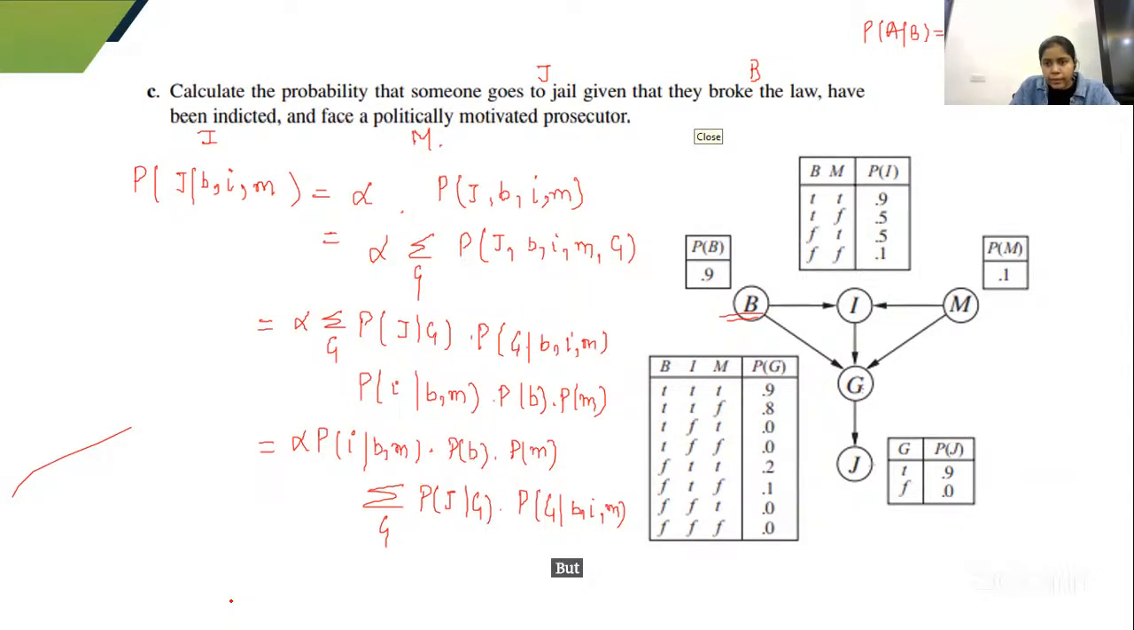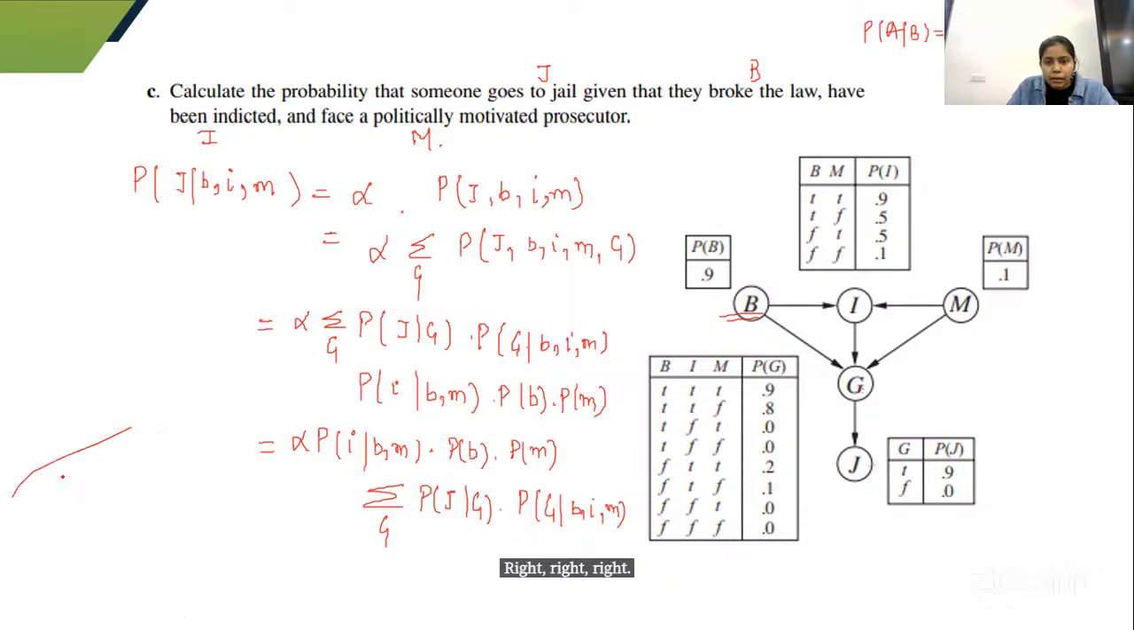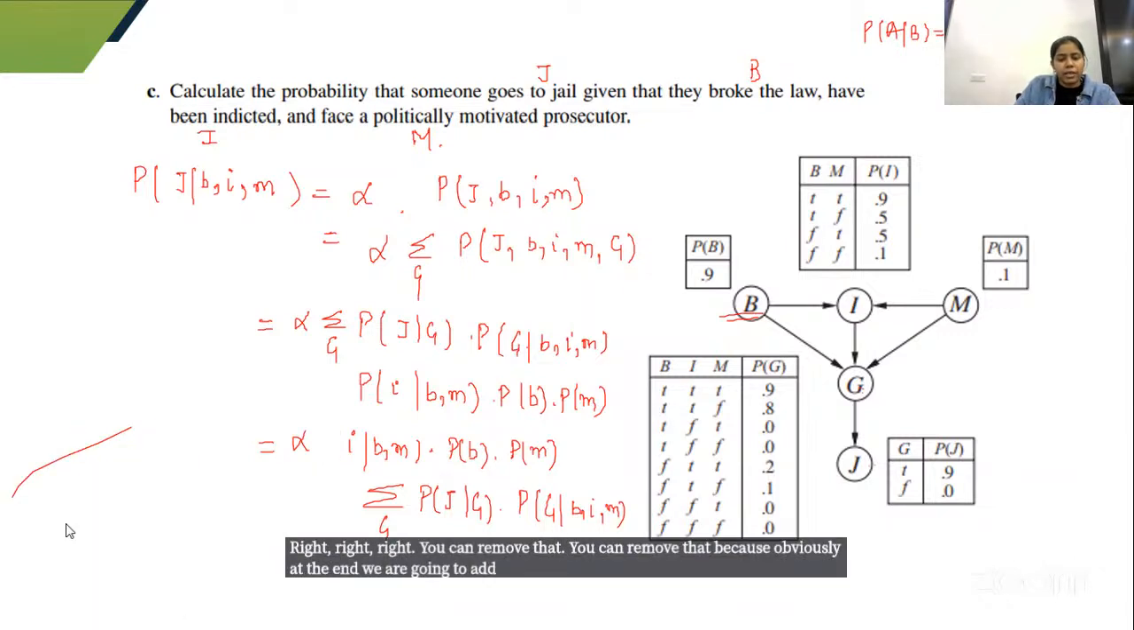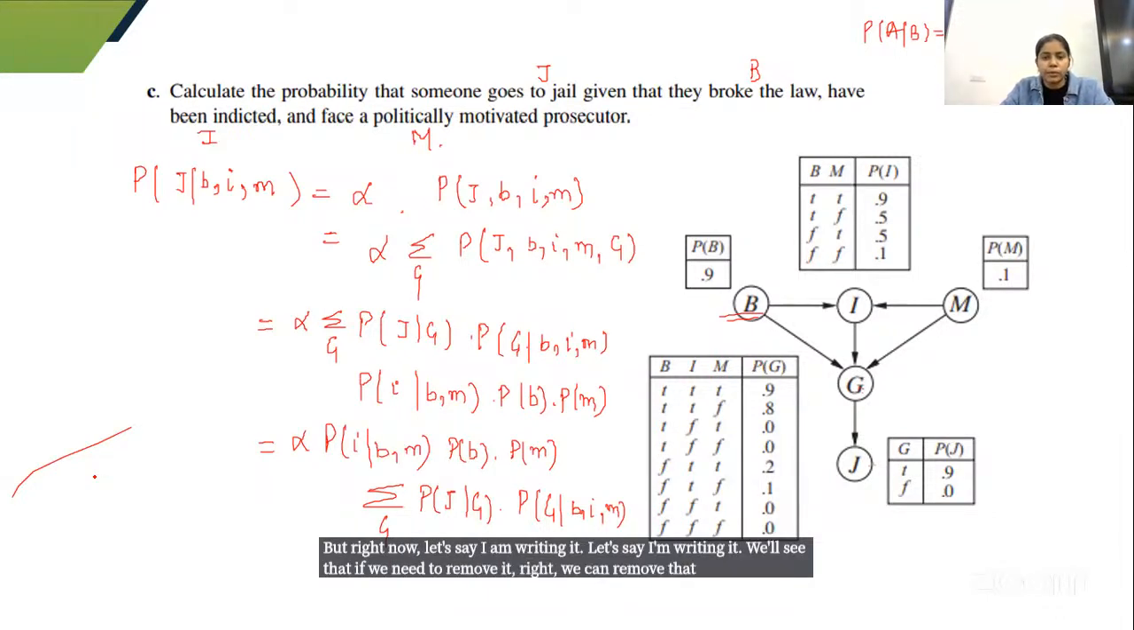But I is true, so why calculate I given B comma M? No, I'm not calculating. I have just taken all the values outside. I is given to me as true. You can remove that, because obviously at the end we are going to rationalize it using alpha. We are going to make a balance using alpha. But right now, let's say I'm writing it. We'll see if we need to remove it. We can remove that as well. It's up to you.